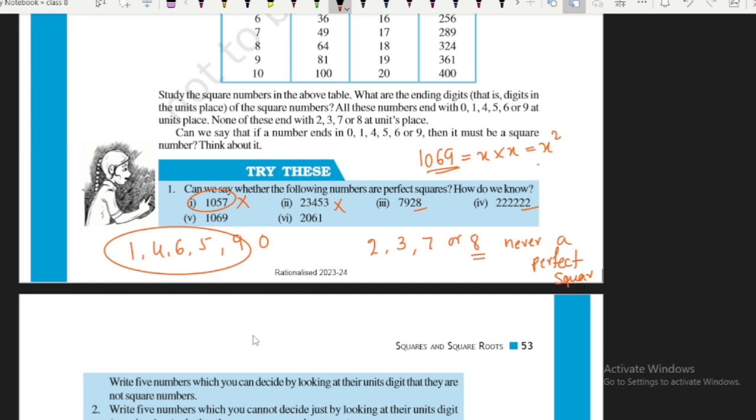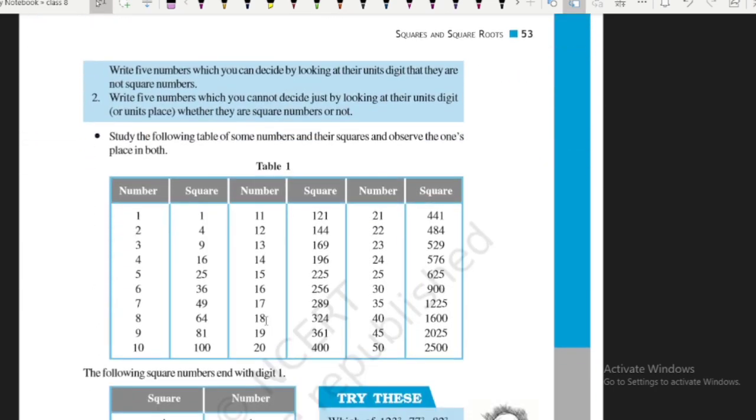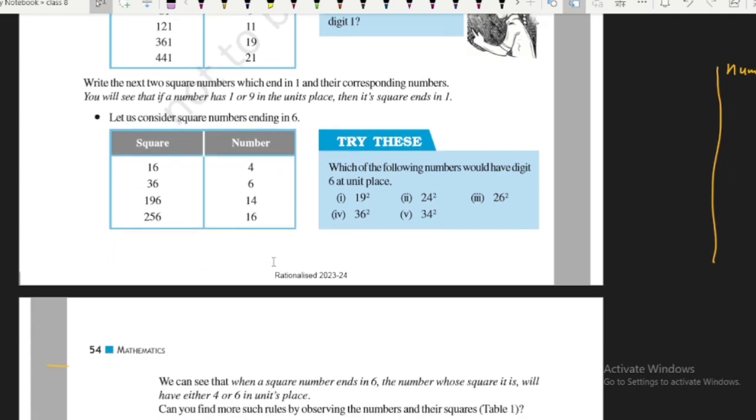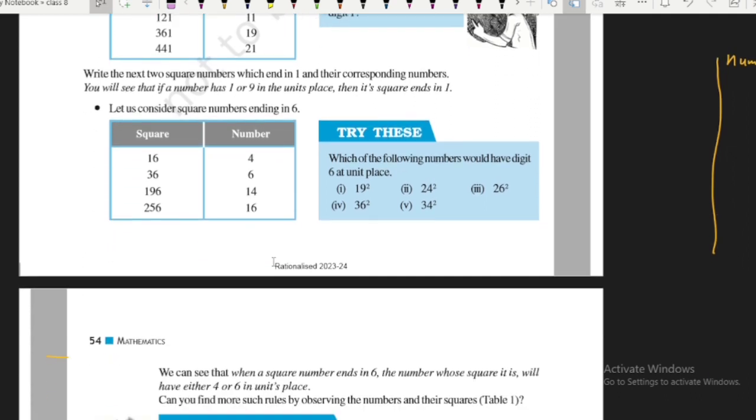So for this, you have to find the factors. Then you have to express it as x square. Then only you can answer whether the given number is a perfect square or not. Okay. So next we are going to see the properties, that is, now you see the unit place of a number. Yes, you can see here, try these examples given.